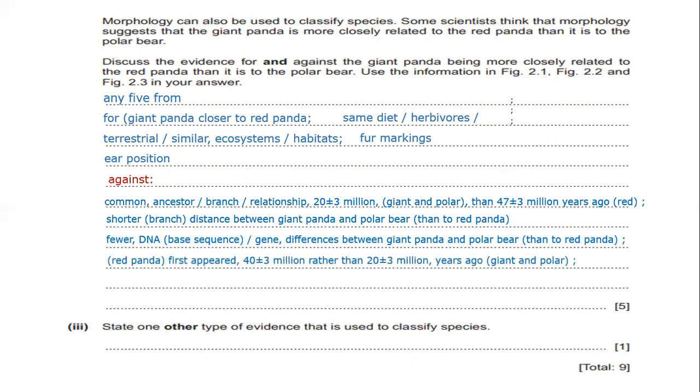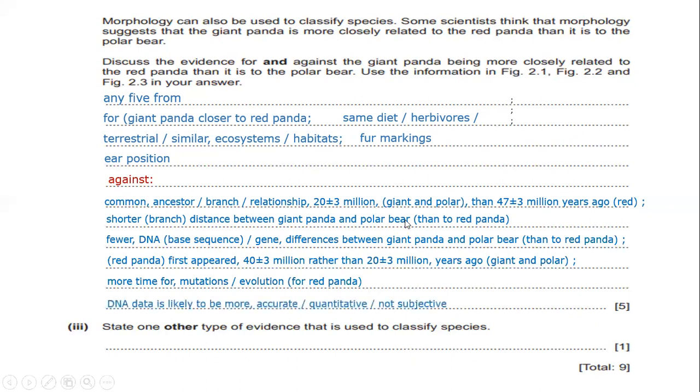Like, as I said, the red panda first appeared 40 million years ago, whereas the giant panda and polar bear appeared about 20 million years ago. Alright, and on top of that, you can also add in terms of the mutation and the evolution. So as long as it is within this answer, you might get 5 marks. Right? State one of the types of evidence that is used to classify the species. So the answer is in terms of the anatomy, and the ability to produce fertile offspring.